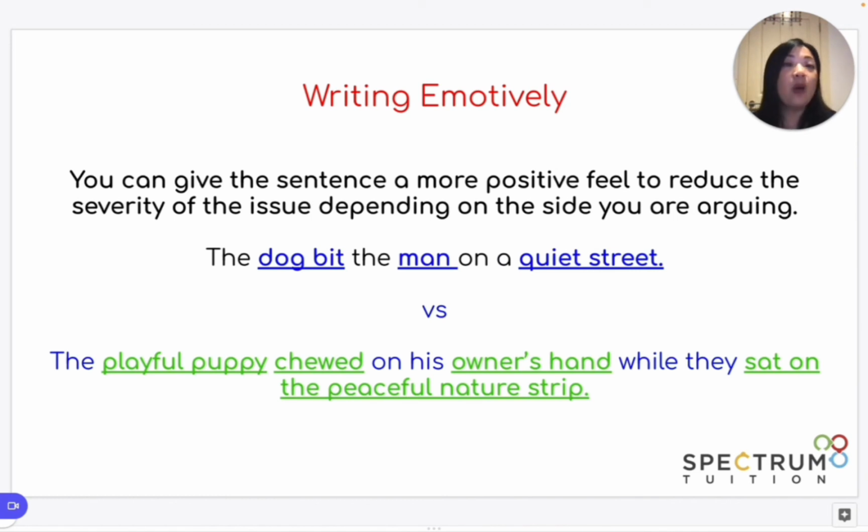Okay, and what about a more positive feel? Right, by reducing the severity of the issue depending on the side that you're arguing. So instead of the dog bit the man on a quiet street, you've got the playful puppy chewed on his owner's hand while they sat on the peaceful nature strip. Right? Exactly the same sentence, but it just means 2 completely different things. And when you read now, you can't really look at it the same way. You just think, oh, how is this writer trying to manipulate me into thinking a certain way? Which will really help you in later years of high school, by the way, with language analysis.